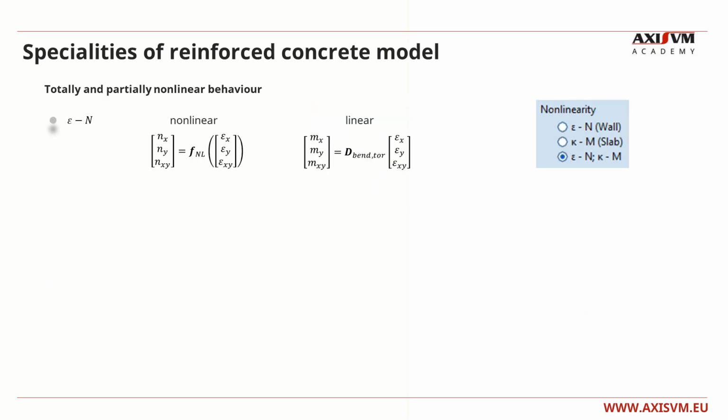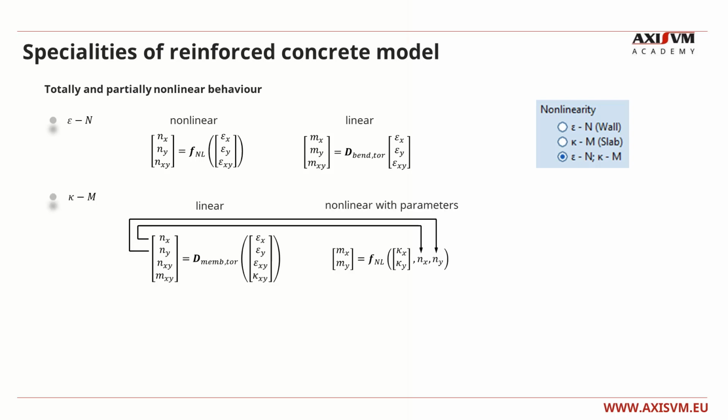A further specialty of the reinforced concrete model is the capability for partly nonlinear behavior. In case of epsilon-n nonlinearity, only the connection between normal forces and membrane strains is nonlinear. The bending and torsional behavior is linear elastic without any coupling with the membrane behavior. This option is recommended for walls. In case of kappa-m nonlinearity, only the bending behavior is nonlinear, but the calculation of the bending moments takes into account the linearly computed normal forces. This option is recommended for slabs.